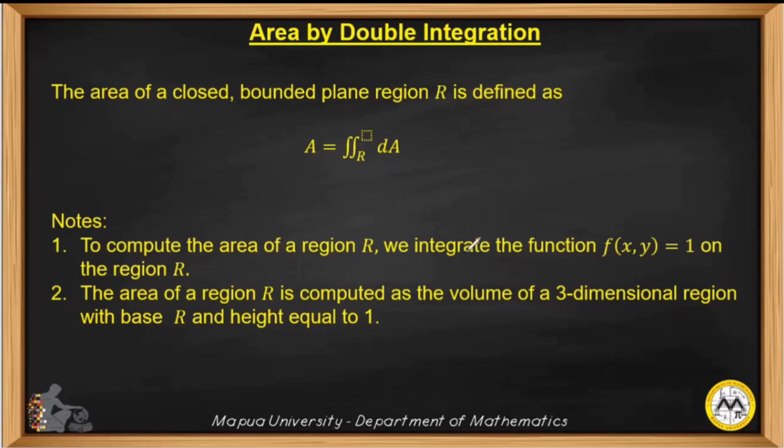We are actually considering a solid where the height is equal to 1. So in effect, the double integral for the volume of the solid is the same as the area of the region R since the height is equal to 1.